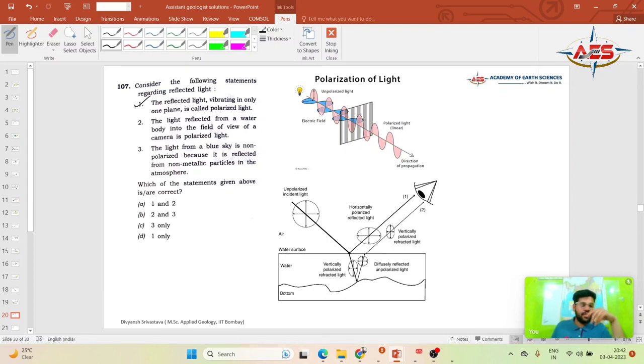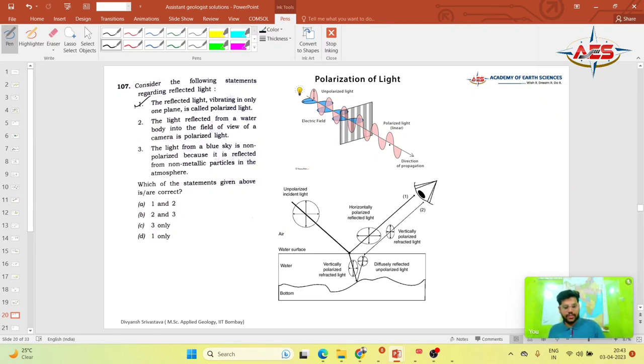The light reflected from a water body into the field of view of a camera is polarized. Okay, in some cases, because of the selective absorption of colors. Okay, when any reflected light is passed and being captured by a lens, so it is a polarized light. Okay, but it has to be maintained at some angle. Okay, that we should go into. It is something related to physics, optics.